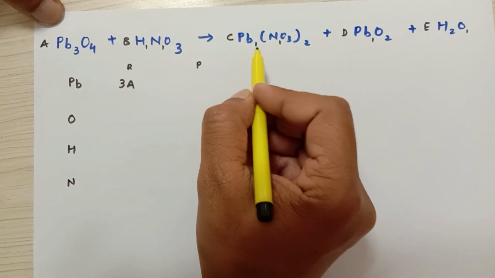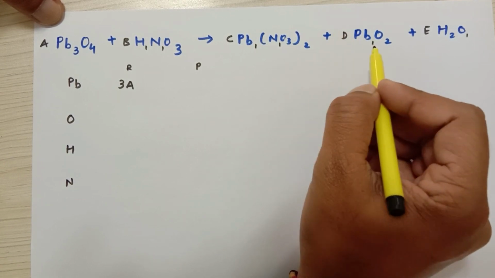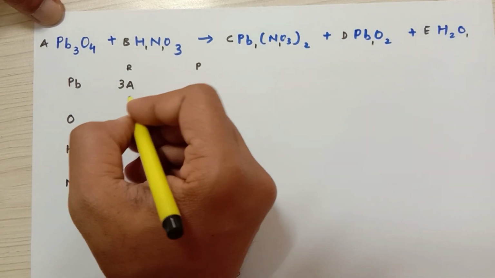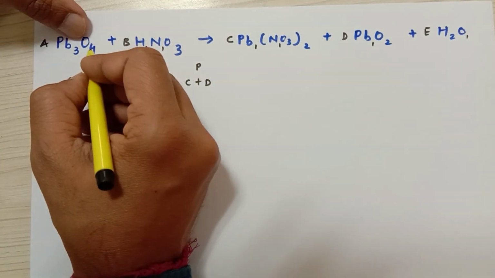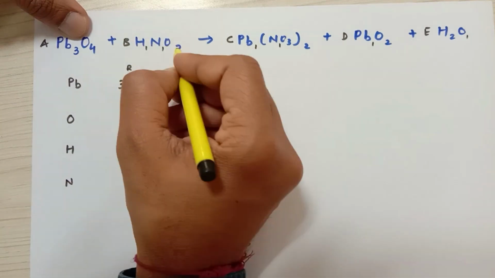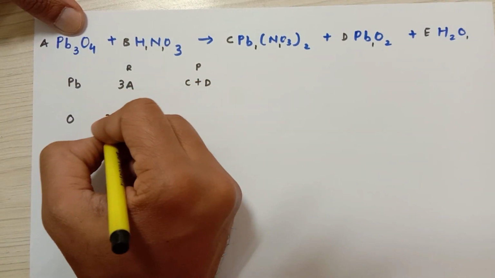Correct. So on this side I have C and D. So 1 into D plus 1 into C, so it is C plus D. Correct. Oxygen, it will be 4A plus 3B, that is 3B plus 4A.